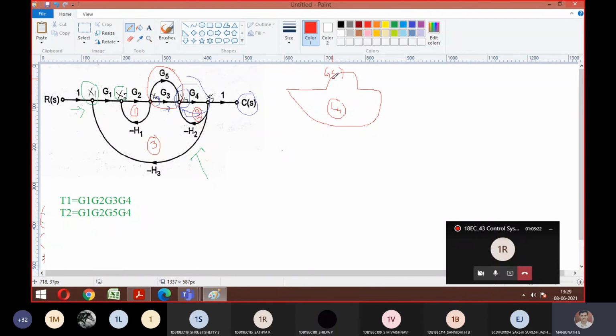Okay. So to find delta, I want 2 non-touching loops. Do you have any 2 non-touching loops? If so, which are those? So compare L1 and L2. You can see L1 is ending here itself, L2 is here. So they are not touching. So we can conclude L1, L2 as the first answer.